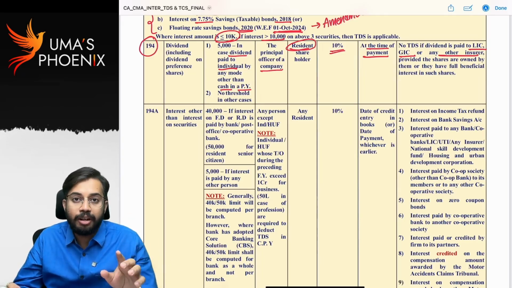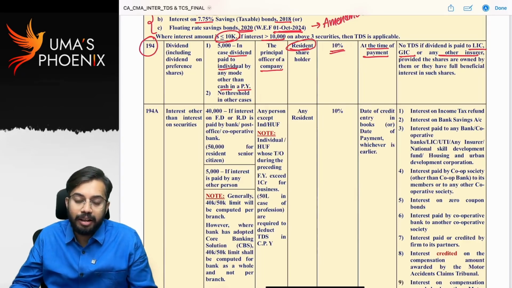When is TDS required to be deducted? At the time of payment only. When dividend is paid to LIC, GIC or any other insurance company, no TDS is required to be deducted. Is it clear?